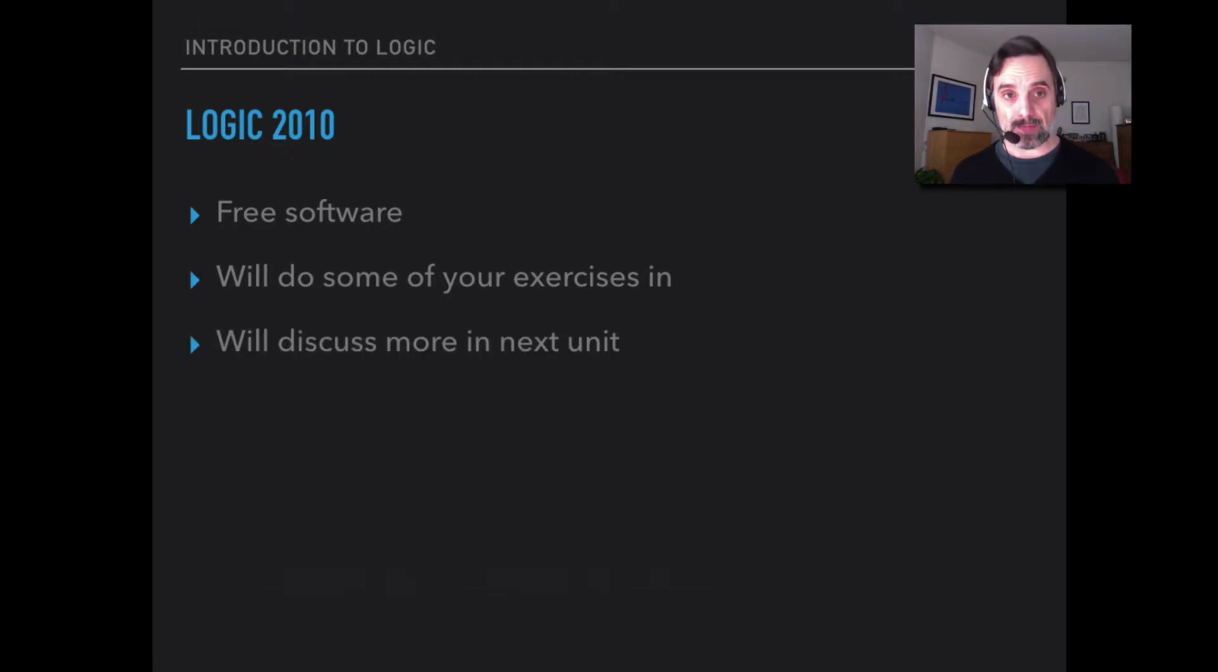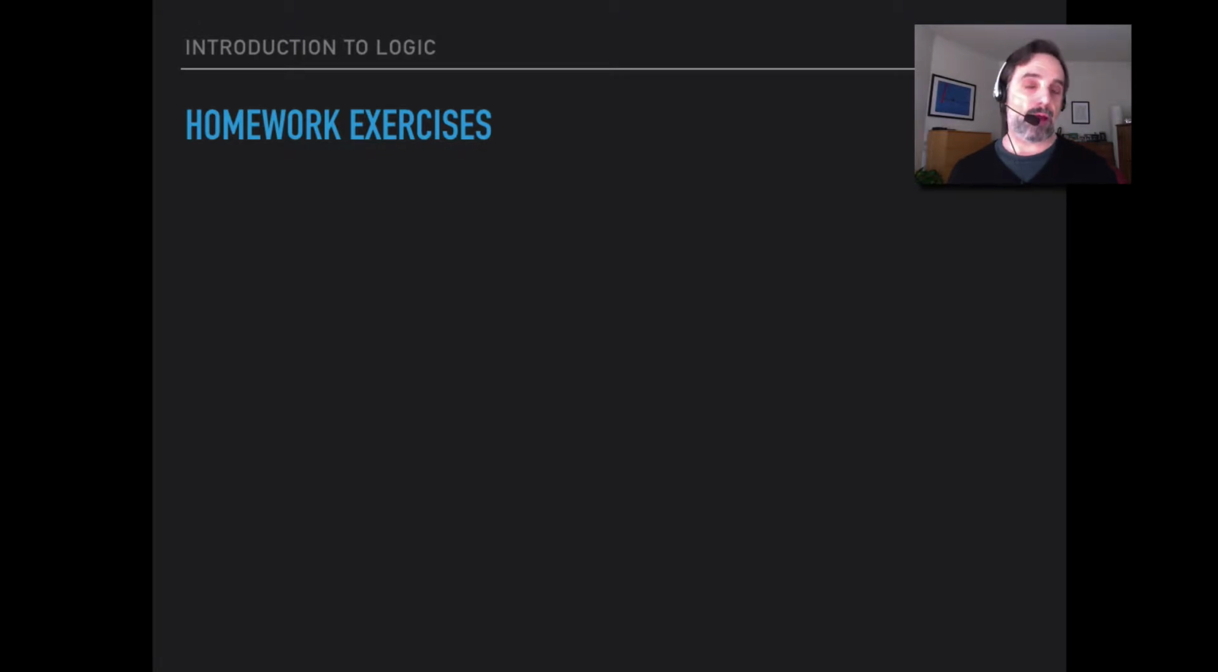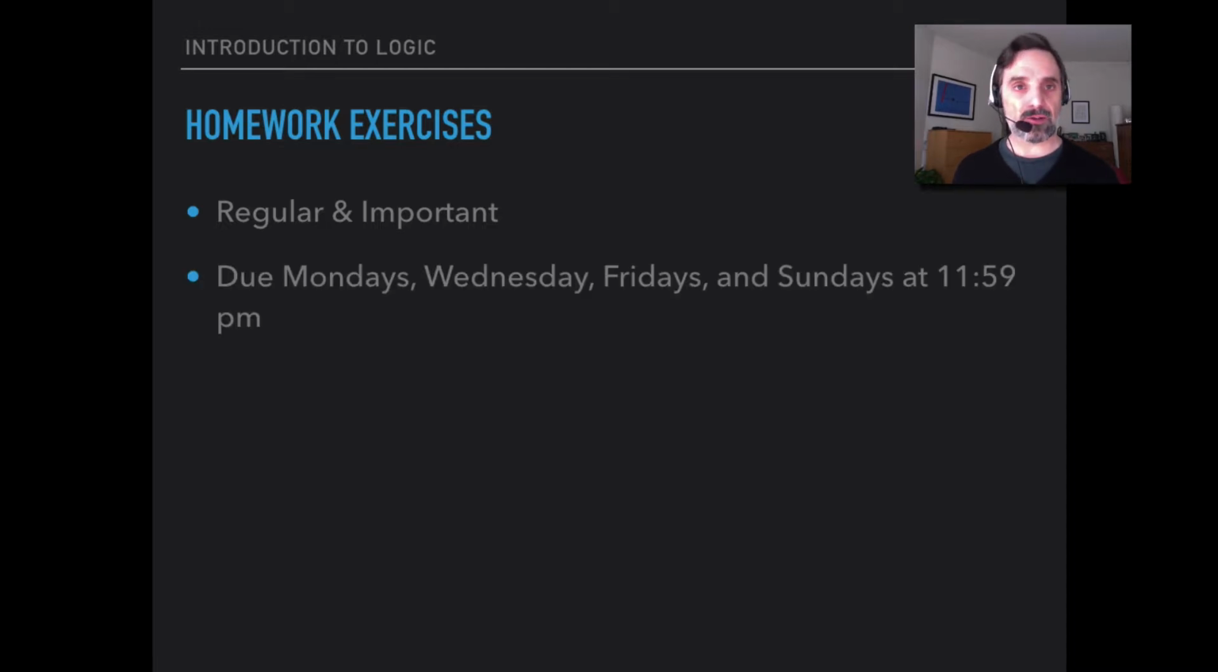So Logic 2010. It's free software. You'll do a lot of your homework in it, and we'll be talking more about it in the next unit. For this unit, you're going to need to create an account in the program, but you won't actually do any homework in it. There are some other homework assignments, but none in the program. In another video in this unit, you'll see how to get the program and how to create an account.